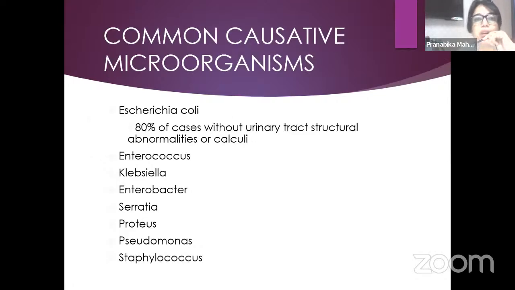Next. So common causes: Escherichia coli is involved in 80% of the cases. We should remember that this is one pathogen which is already there in our bowels, and our anus is very close to the urethra. So this comes to be the number one cause of urinary tract infection. Then we have Enterococcus, Klebsiella, Enterobacter. Next, please.